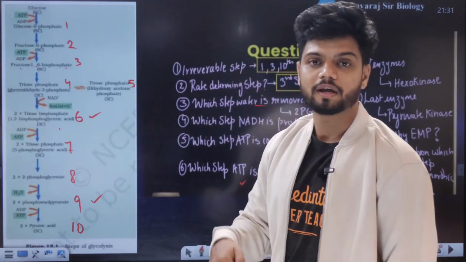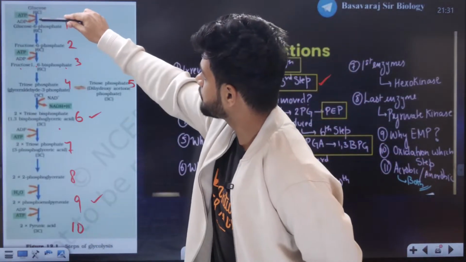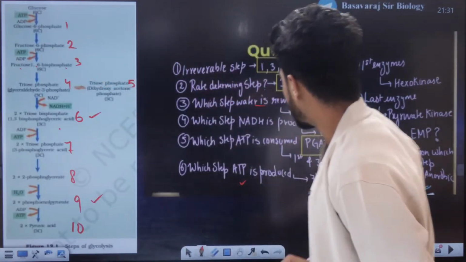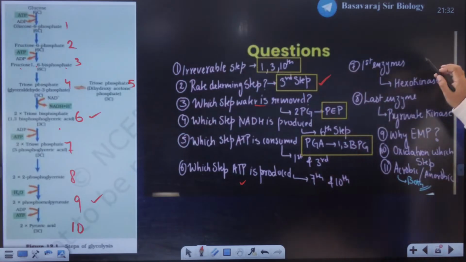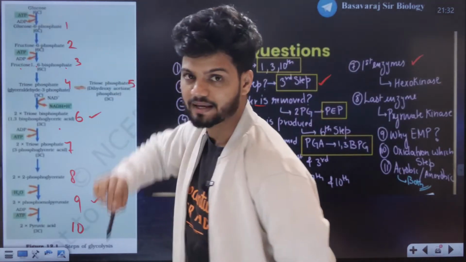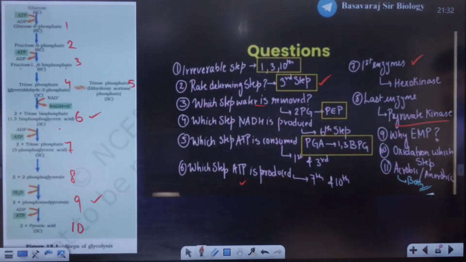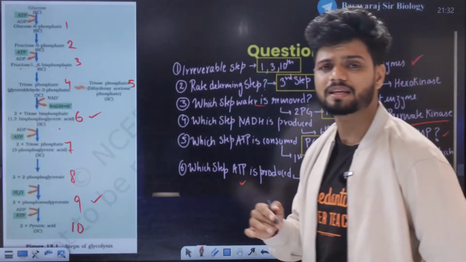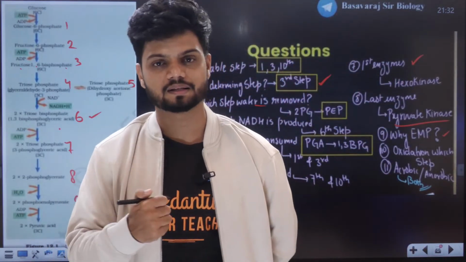Or they can ask you in which step ATP is being consumed. In the first step and the third step, ATP is being consumed. Which is the first enzyme? The first enzyme in this reaction is hexokinase. The last enzyme is pyruvate kinase. This entire glycolysis is also called the EMP pathway, because of the three scientists, Embden, Meyerhof, and Parnas.